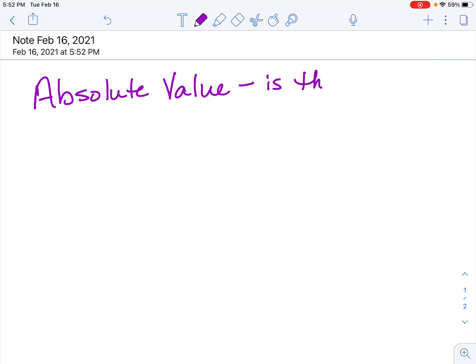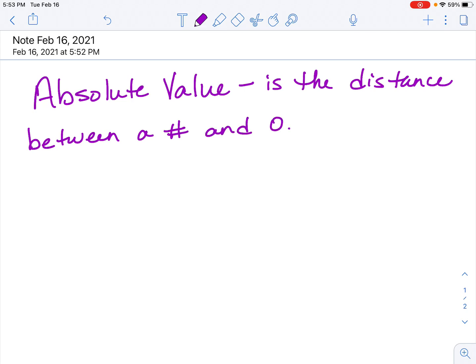Okay, we're going to talk about absolute value. Absolute value is the distance between a number and 0. So, math loves symbols. Here's the symbol.